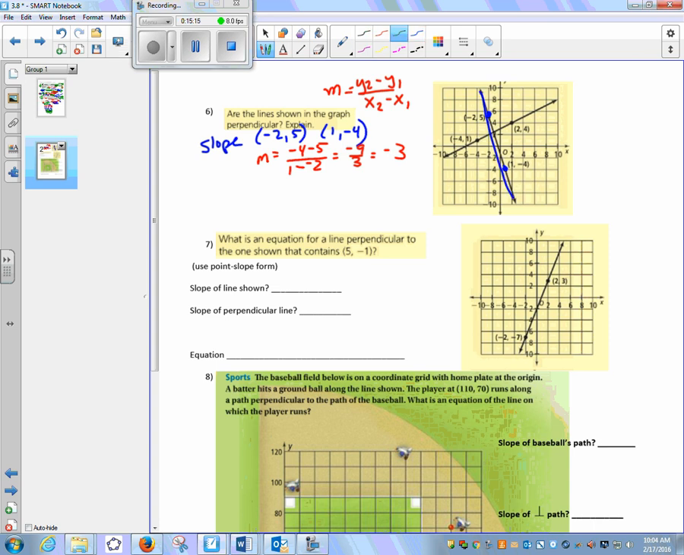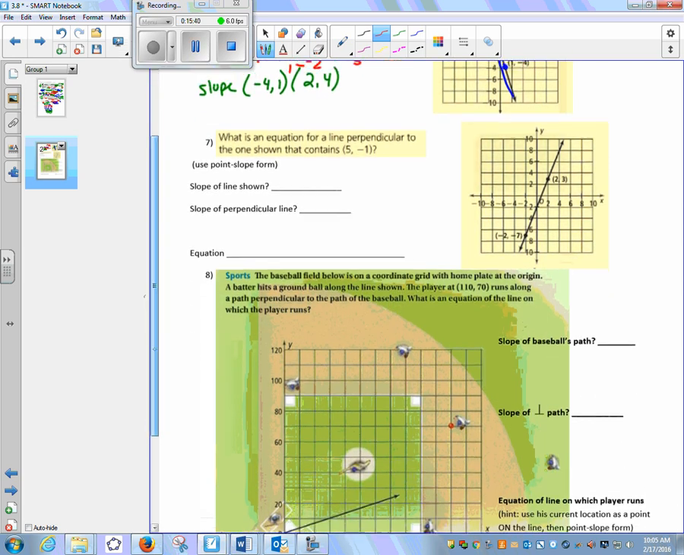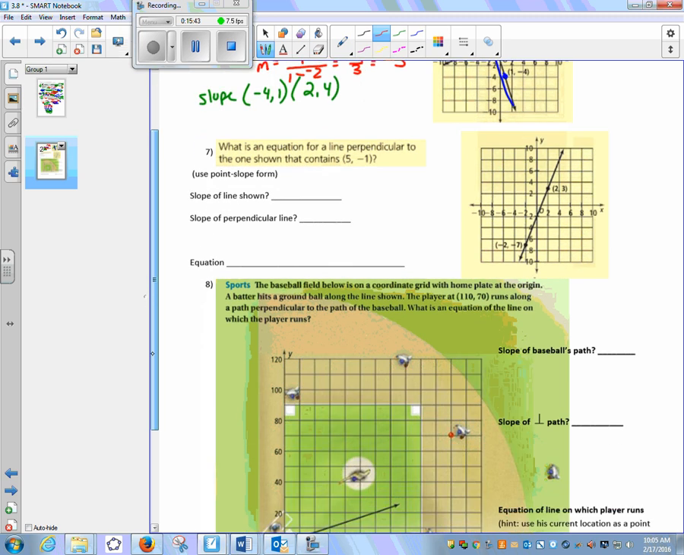Now let's do the green line. The green line has the points negative 4, 1, and 2, 4. Here's negative 4, 1, and here's 2, 4. So you want to use the slope formula again on that one. I'm going to let you do that one on your own. Number 6, and then once you get both slopes, you decide if they're perpendicular.